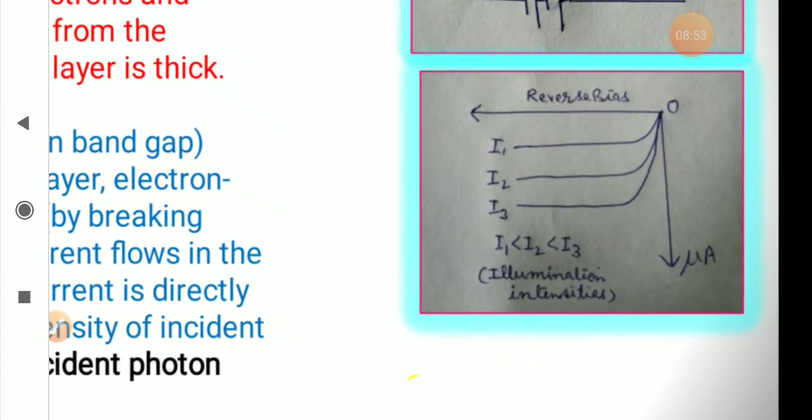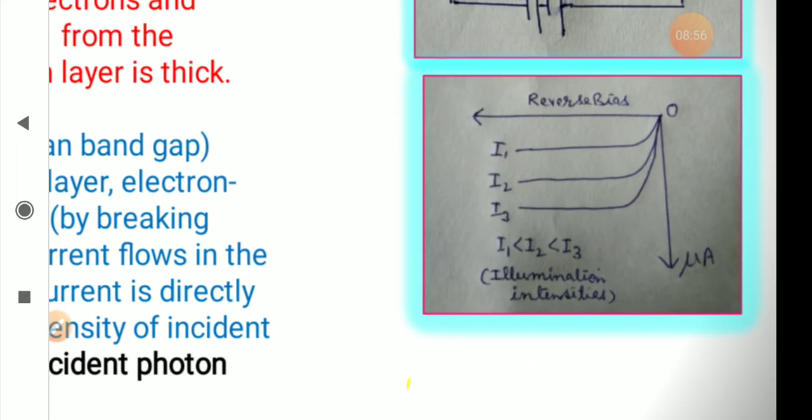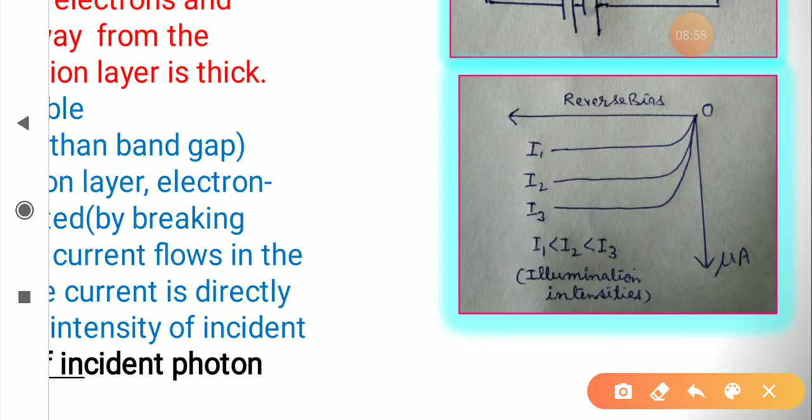You can see the IV characteristic in reverse bias. With increase in intensity, the reverse current also increases.